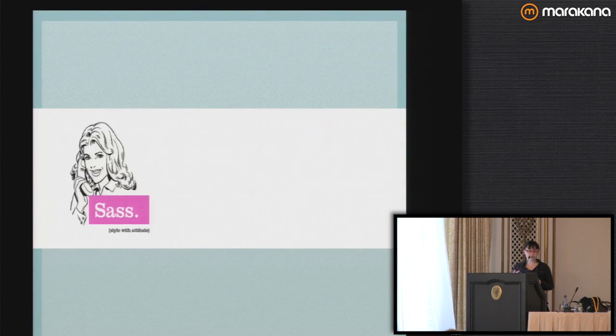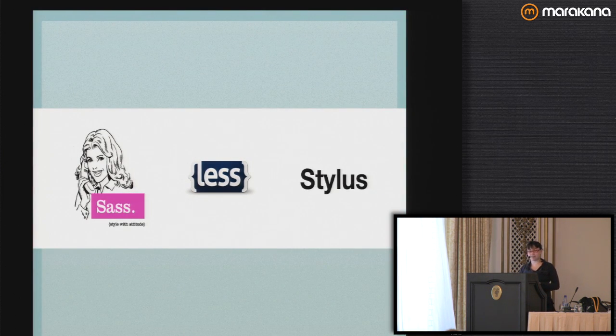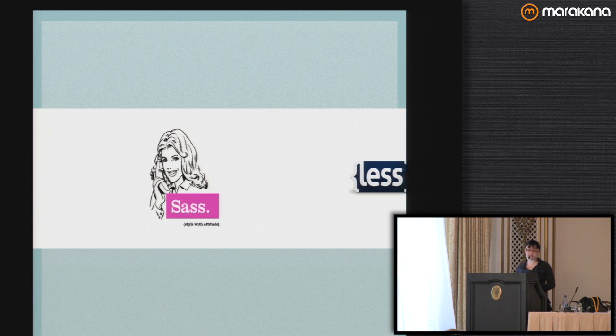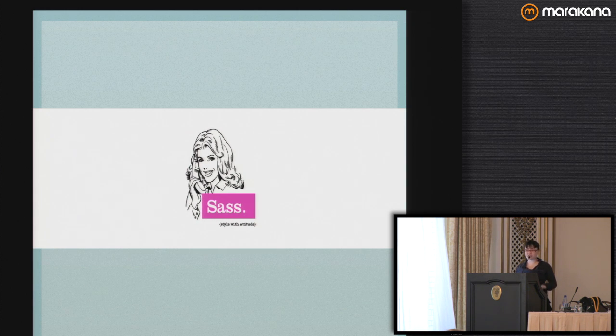So the three more common, I guess, CSS preprocessors are Sass, Less, and Stylus. The one I'm most familiar with and the one I use is Sass, so that's what I'm going to be focusing on. A lot of the concepts and ideas translate over to Less and Stylus, with a couple exceptions here or there, which I'll point out. But for the most part, if you're using Less or if you're using Stylus, the ideas are the same.